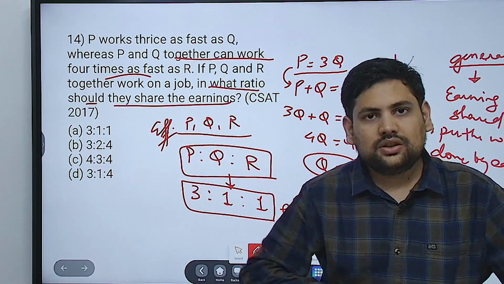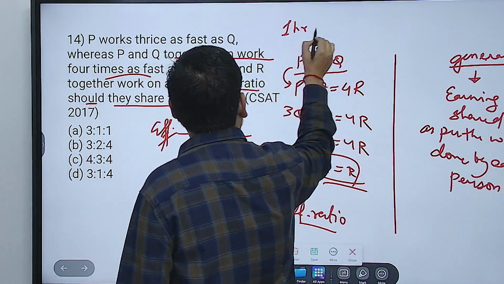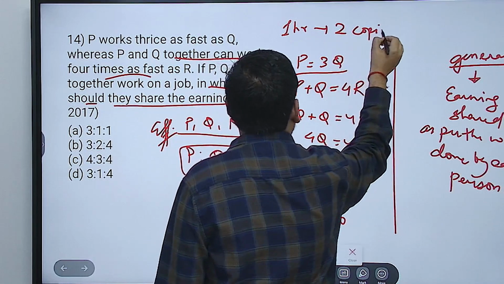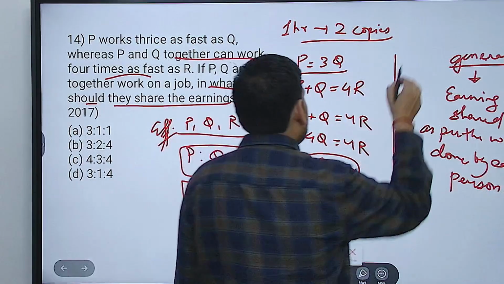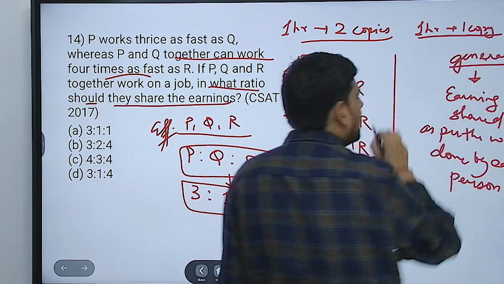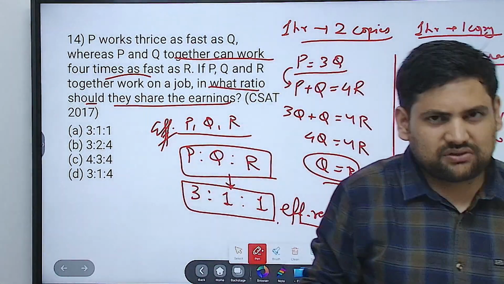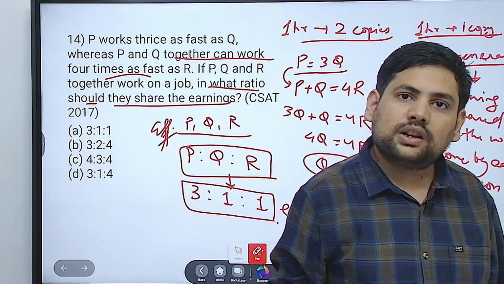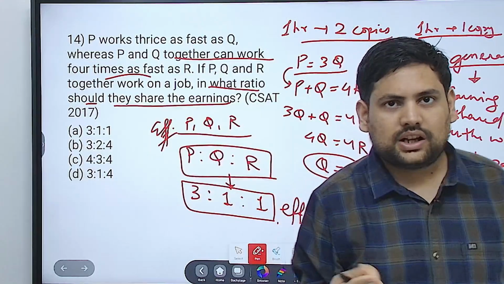Let's say in 1 hour I check 2 copies, 2 full length copies. I check in 1 hour. Now you check in 1 hour only 1 copy. Now I check the copies for 1 hour, let's say, and after that I leave. You continue to check copies for the next 5 hours. So you check for 5 hours, I check for 1 hour.